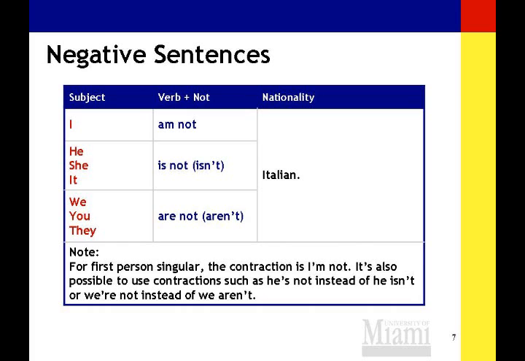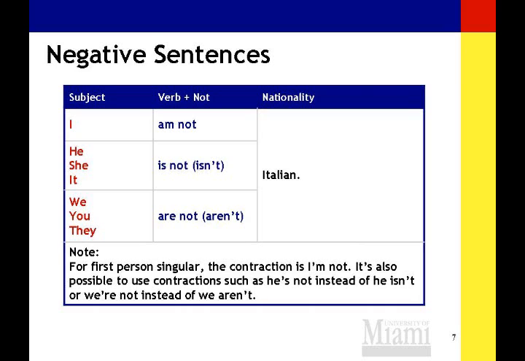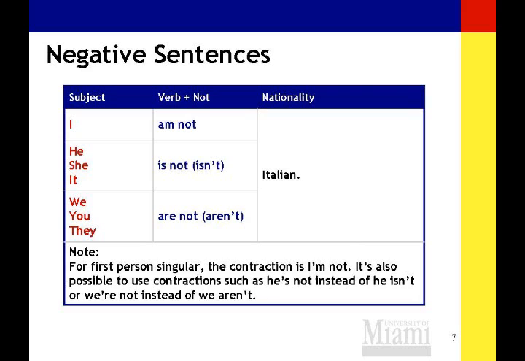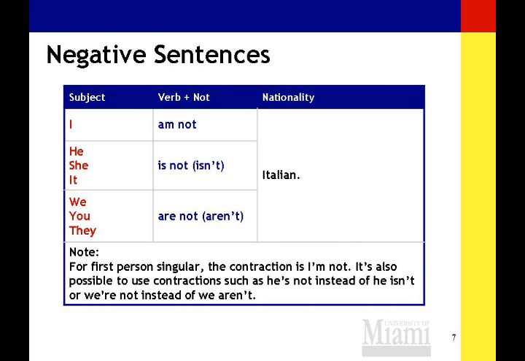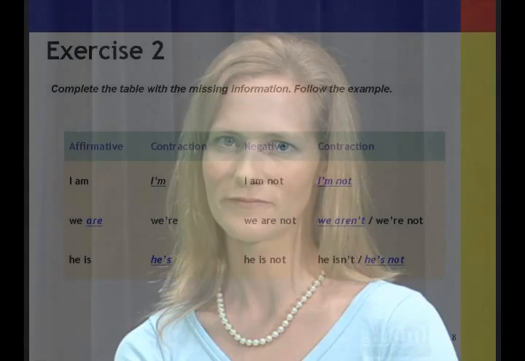But how do we make the shortened versions? We wouldn't normally say, I am not Italian. The short version would be, I'm not Italian. But look at the next examples. The long version is, he is not Italian. And there are two ways to make this one shorter. He's not Italian, or he isn't Italian. And look at the verb are. For example, we are not Italian is way too long to be used in spoken language, so we could say, we're not Italian, or we aren't Italian.